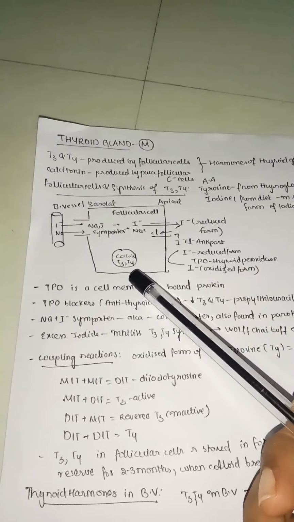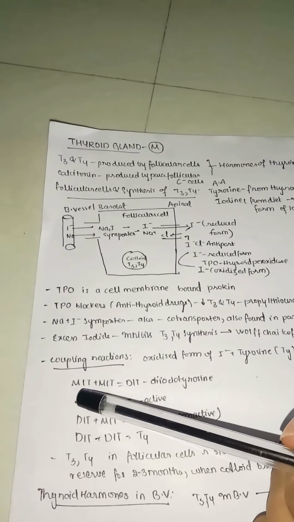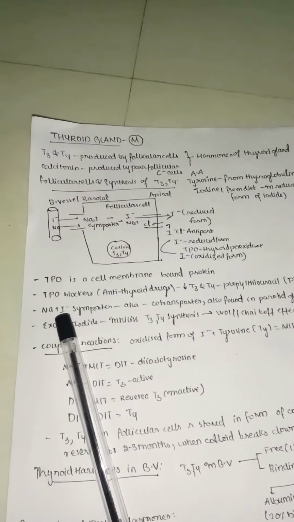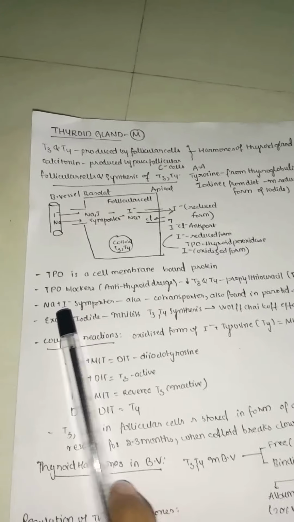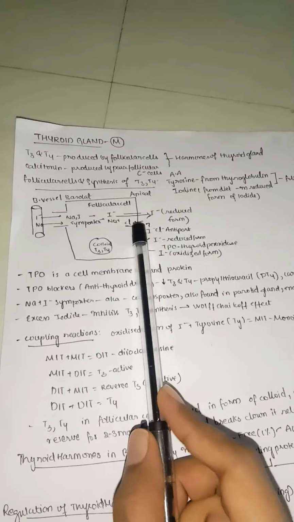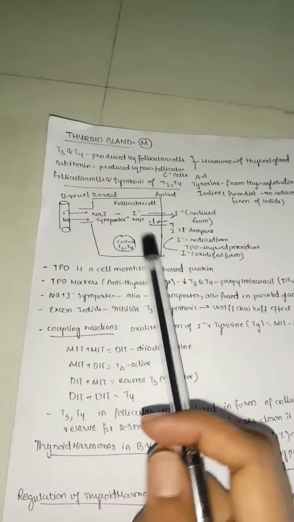How they are formed: we have some coupling reactions there. Before that, let us see this explanation. TPO in short form is nothing but thyroid peroxidase. Thyroid peroxidase is a cell membrane bound protein, especially on the apical side of the cell membrane.